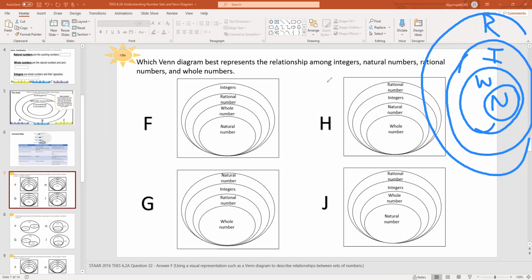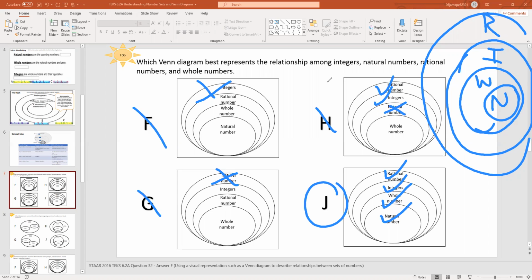So I'm going to eliminate based off of the procedures that I learned from my concept map, and I'll be able to find my answer. So when I look here, integer is my outer, that's false. Natural number, outer, false. Rational number, yes. Integer, but natural number is in the wrong spot, false. I have rational number, integer, whole number, natural number. This is correct. Your answer should have been J.